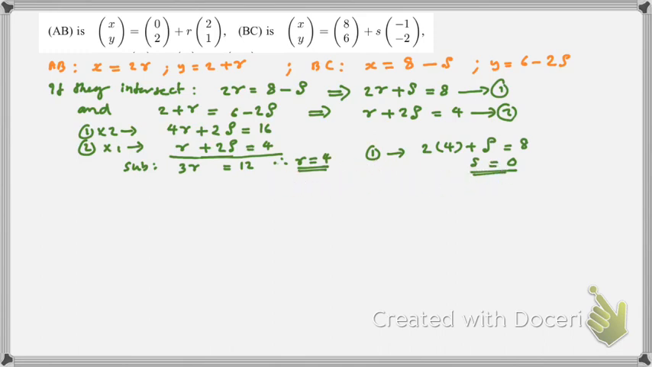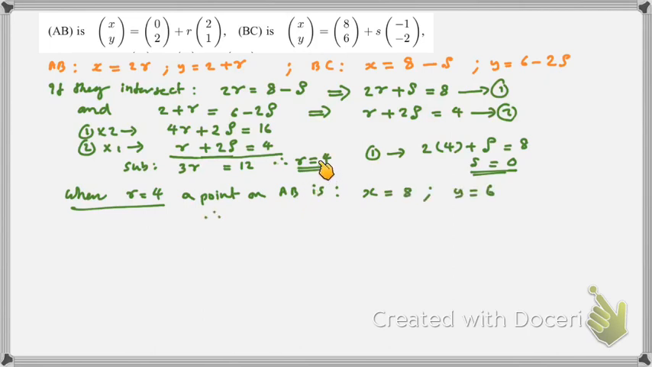So I will say when r is equal to 4, a point on AB is, I replace r by 4 in AB's parametric equation. So r is 4, so x is equal to 2 into 4, which is 8, and y is equal to 2 plus 4, which is 6. So the corresponding point on AB is 8, 6.